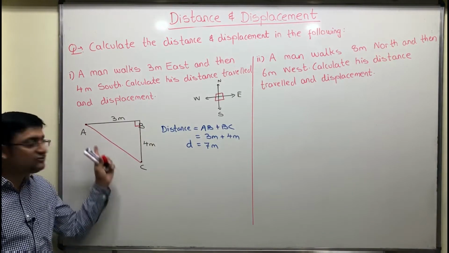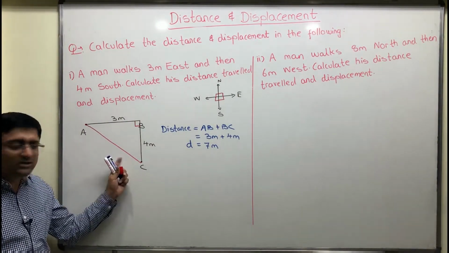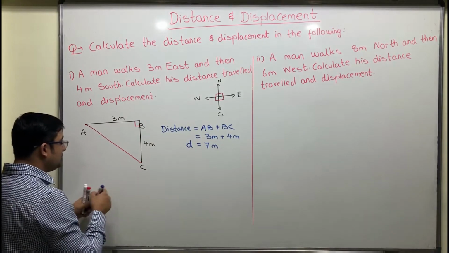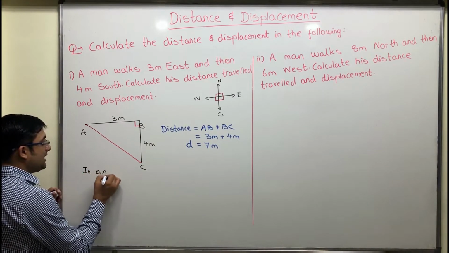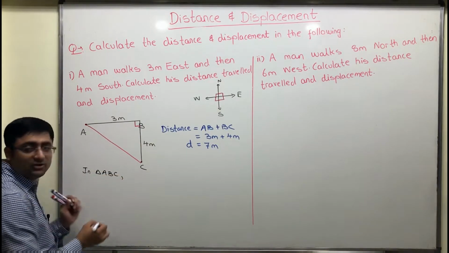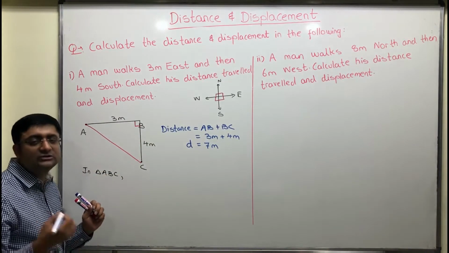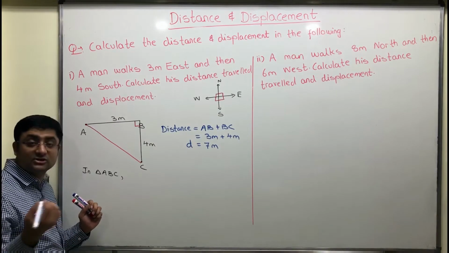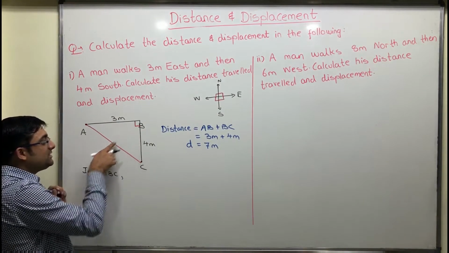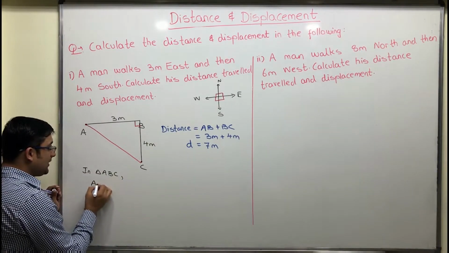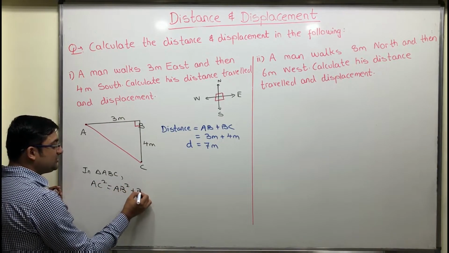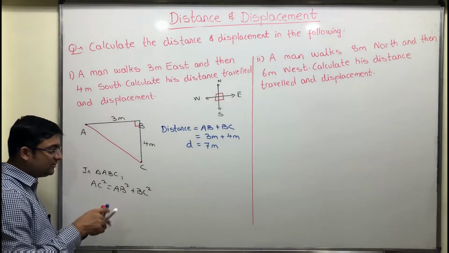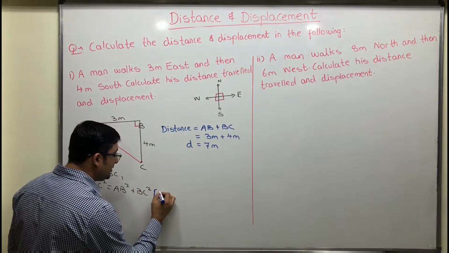So in a right angle triangle, how do we find this side? Pythagoras theorem. So apply Pythagoras theorem, that is in triangle ABC. What does Pythagoras theorem state? Square of the hypotenuse is sum of the squares of the other two sides. Which is the hypotenuse? Side opposite 90 degrees. So AC square is equal to AB square plus BC square. Why? Pythagoras theorem. So you can mention over here guys, Pythagoras theorem.